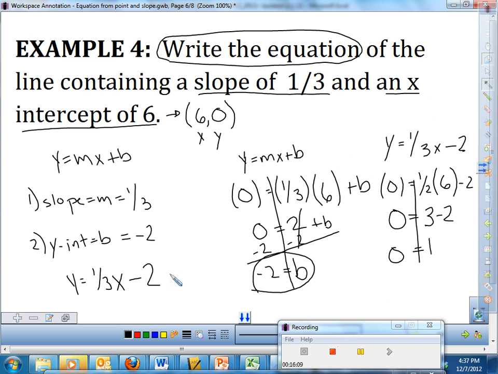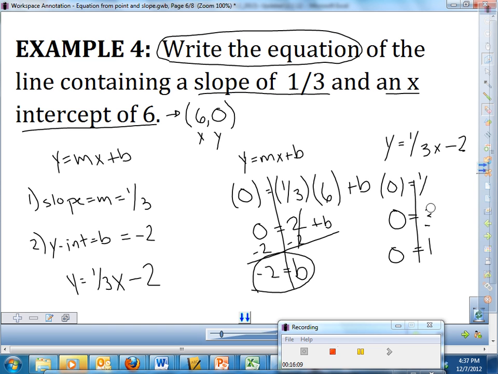Sometimes when we're copying something over, we make a mistake. So I'm going to look back. Okay, my original equation was y equals 1/3 x minus 2. I substituted 0 in for y. I wrote down my slope of 1/3 as 1/2. Here's where I made my mistake.